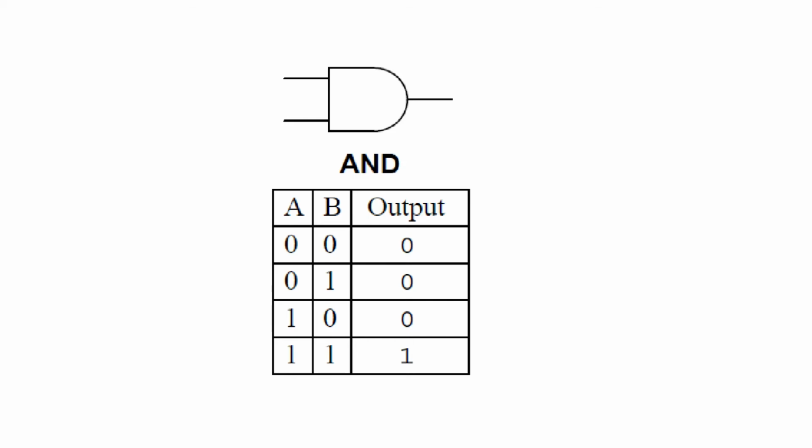The AND nodon is a logic gate. In this table, we can see that it outputs a 0 when either of the inputs are 0, and only outputs a 1 when both inputs are 1.